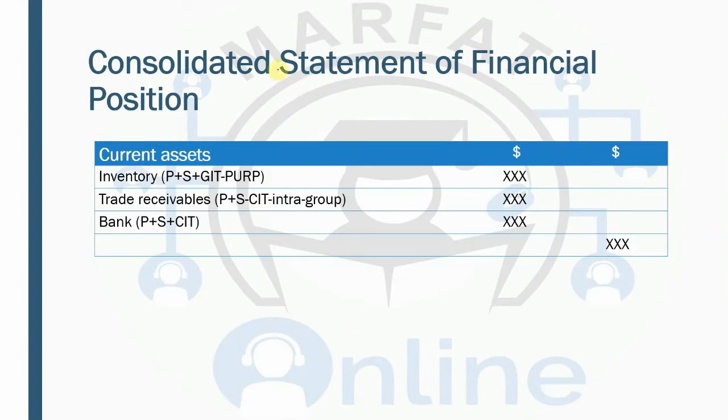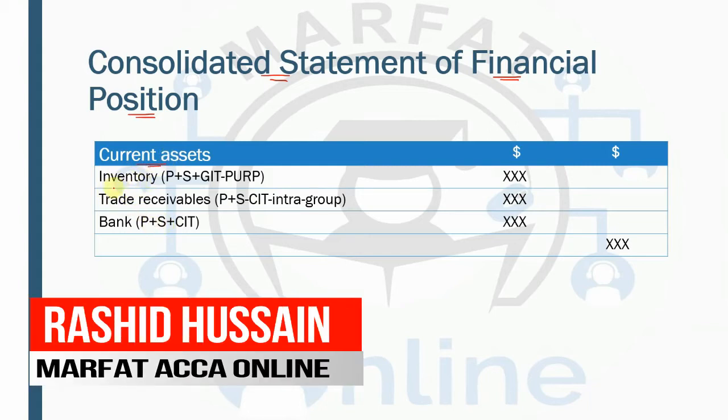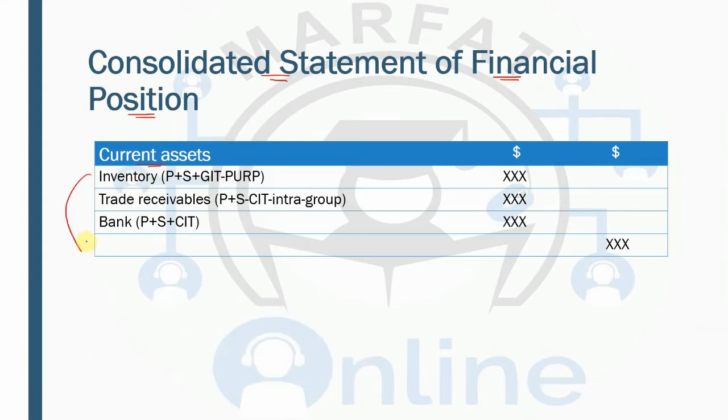All right, now we are moving further, and we'll be talking about the other part of the consolidated statement of financial position, which is the current assets. We have already discussed the non-current assets, and now we'll be discussing the current assets. The first thing we are going to discuss is the inventory. So what is written? Parent's inventory plus subsidiary's inventory and plus goods in transit.